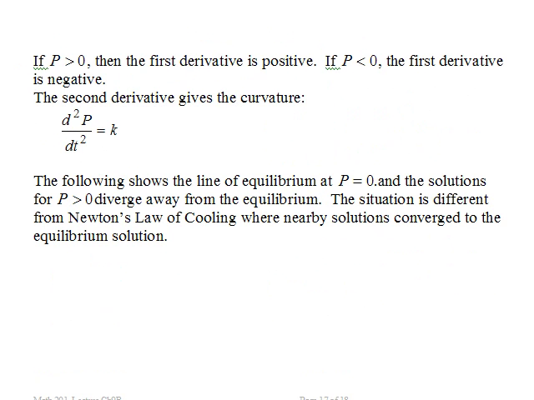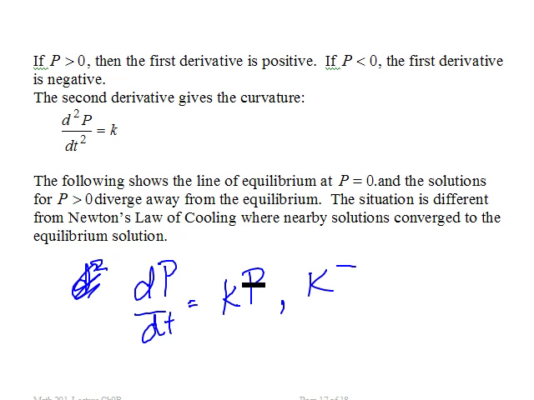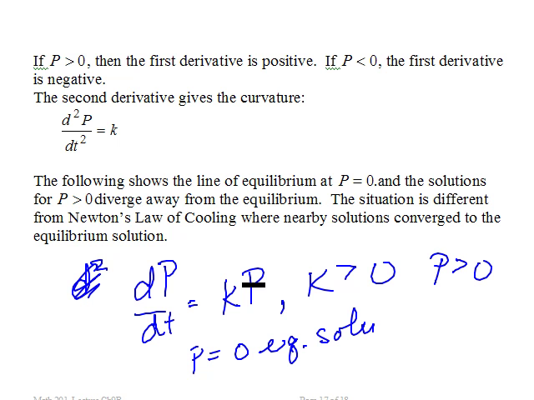Now let's look at nearby solutions. Here was our differential equation: dp by dt equals k times p, where k is greater than 0. So p equals 0 is your equilibrium solution. The only thing you can start off with, because population also has to be greater than 0, is the case in which p is greater than the equilibrium solution. So if p is greater than 0, then the first derivative dp by dt is going to be positive.